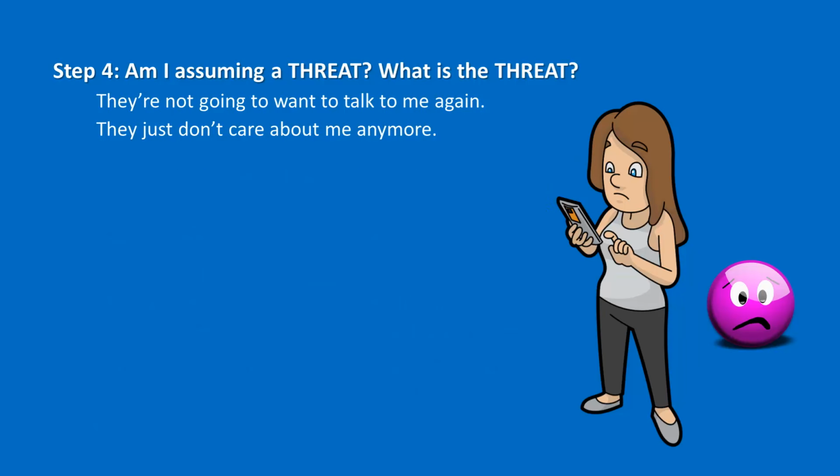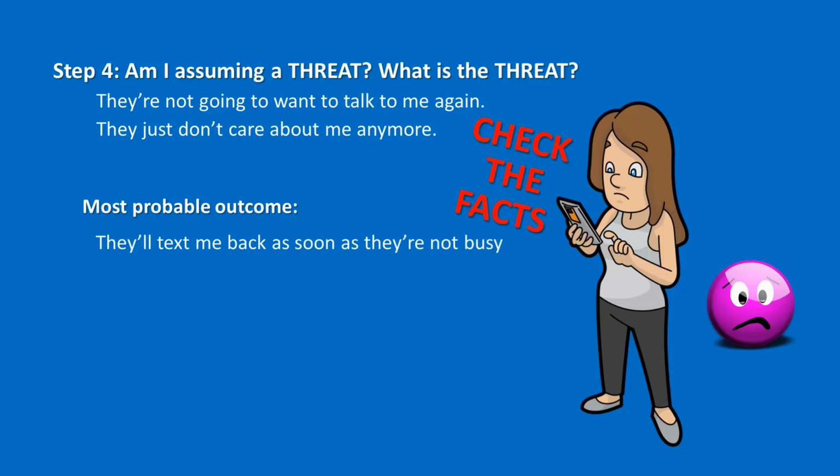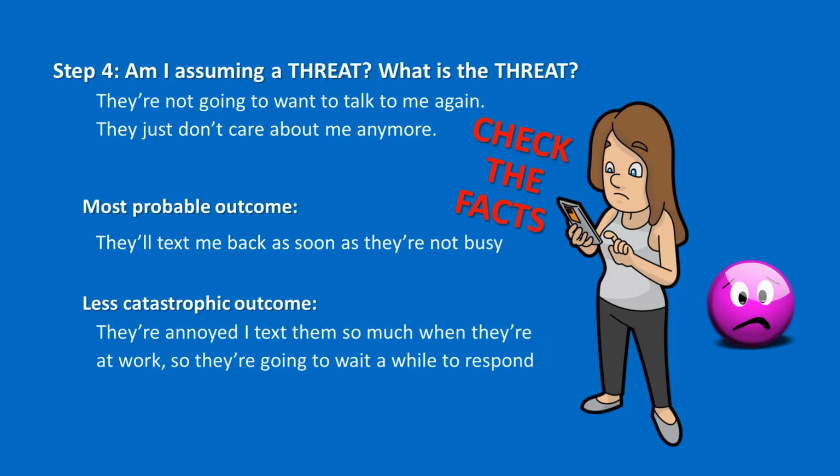And then we check the facts and assess the accuracy of the threat we're worried will happen, and see if there isn't a more probable outcome that fits the facts better. In which case we write down the most probable outcome, which might be, they'll text me back as soon as they're not busy anymore. Or if we're not sure what the most probable outcome is, we write down a more likely, less catastrophic outcome than the one we originally wrote down. And again, this helps calm our emotions, because now the threat that we're worried about isn't so severe and may not even be much of a threat at all.